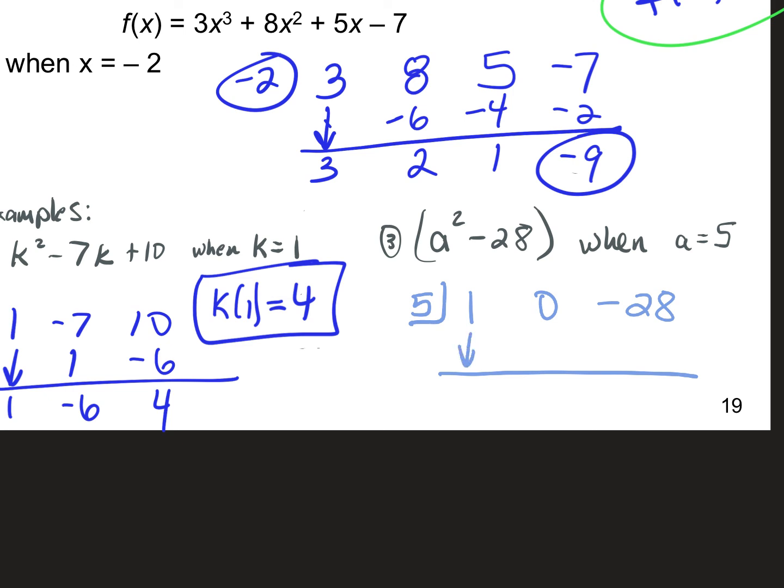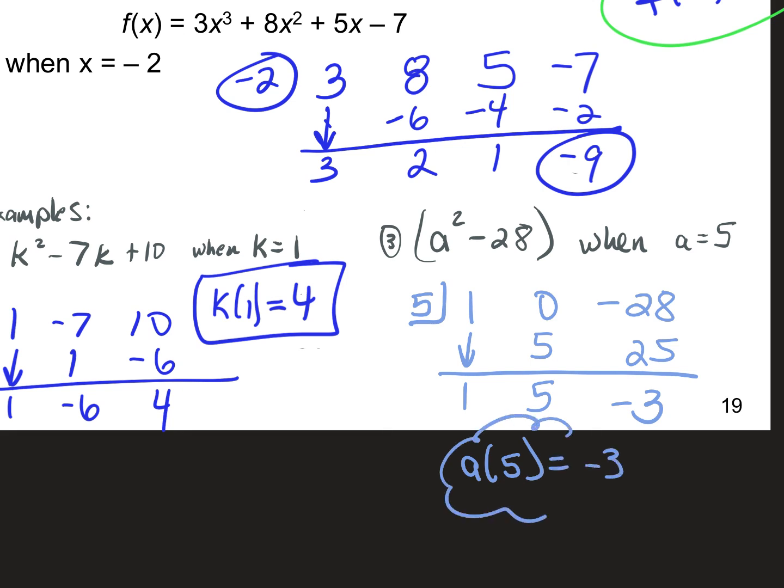So bring down your 1. 1 times 5 is 5. And 0 plus 5 is 5. 5 times 5 is? And negative 28 and 25 is? Negative 3. So you would say what? A of 5 equals negative 3. Perfecto.